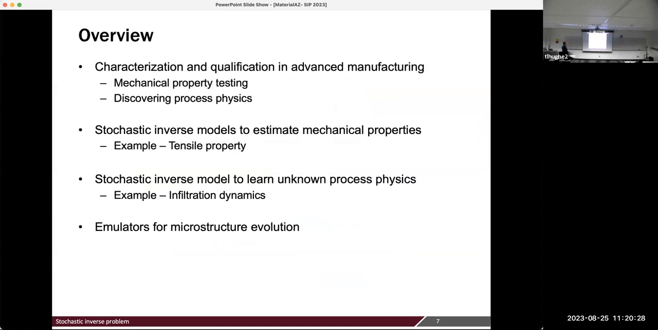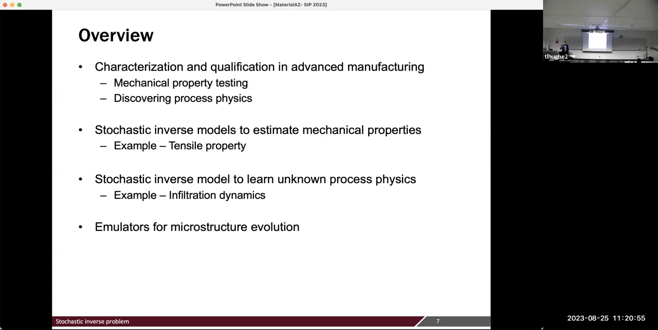All right, so given this idea of inverse problems, I want to go back to today's topic and talk a little bit about the characterization aspect, why characterization is challenging right now. And I will focus on two things specifically: mechanical property testing and learning the physics of the process. I'll talk about two examples: tensile property measurement and then infiltration dynamics using inverse problems.